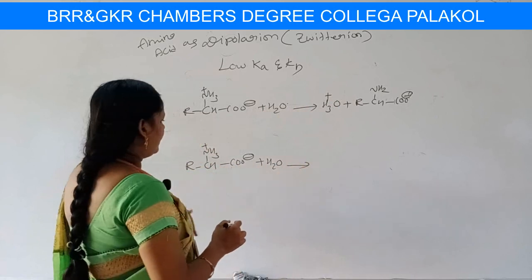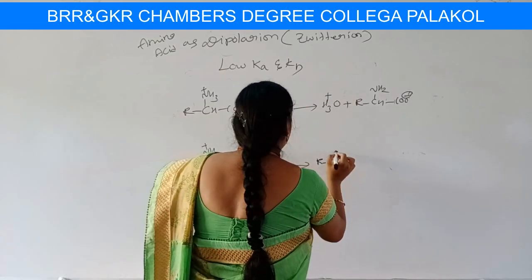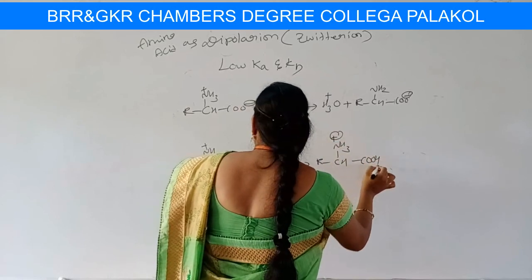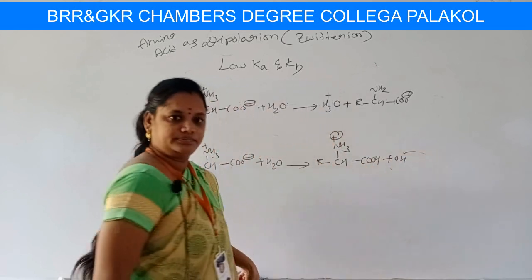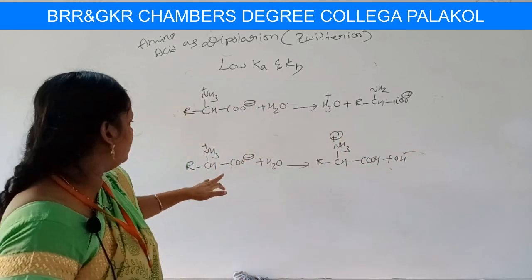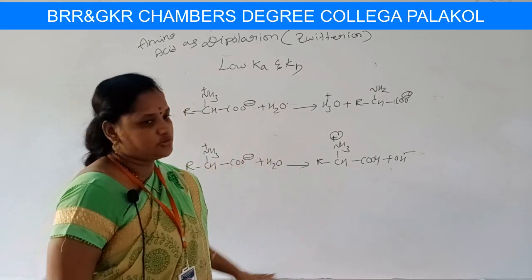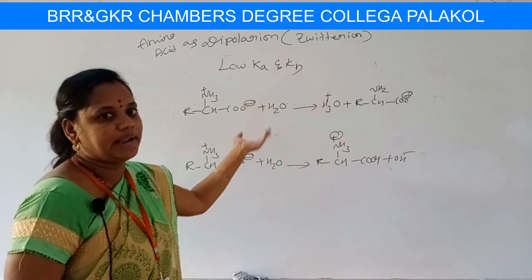Plus water. What happens here? RCH NH3 plus COOH plus OH minus ion. Okay, students, it's very simple. Here what happens? The H will be added here, COOH plus OH minus ion. I thought we will add there itself. No, we should not add like that.